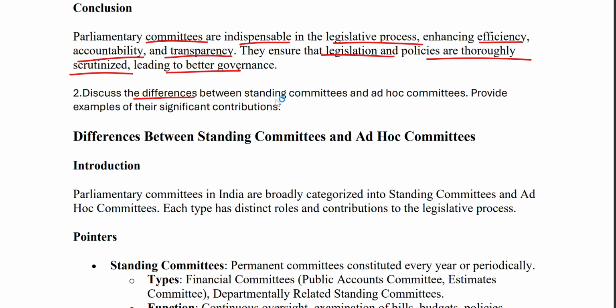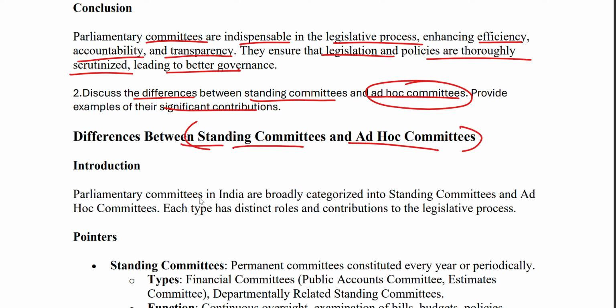Discuss the differences between the standing committees and ad hoc committees. Now we also have to provide examples of the significant contributions. The differences between the standing committees as well as the ad hoc committees: the parliamentary committees in India are of two categories. The first one is the standing committee, and then we have the ad hoc committee.